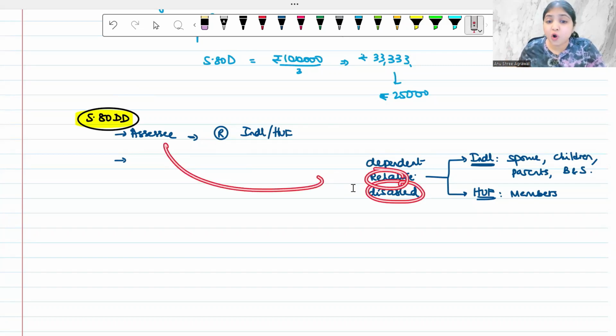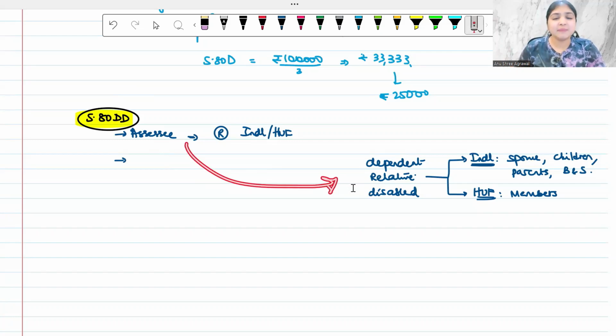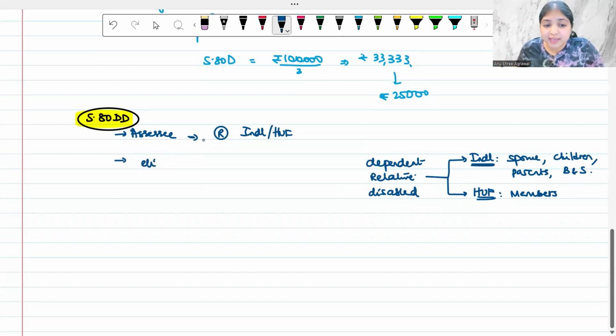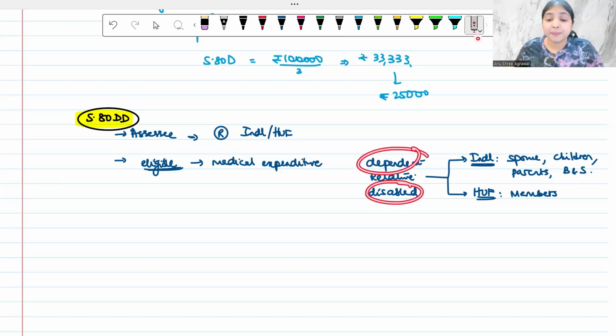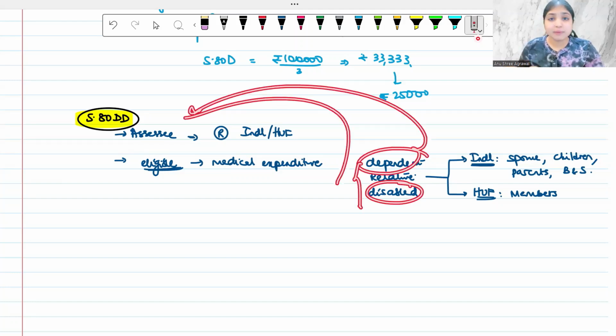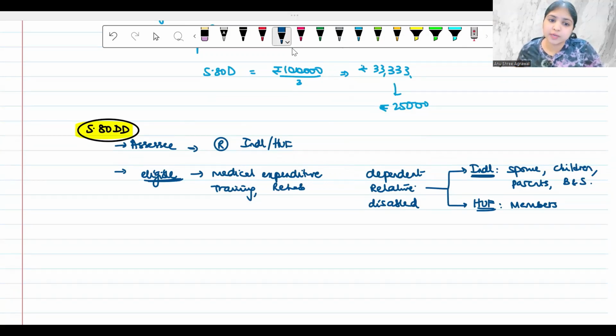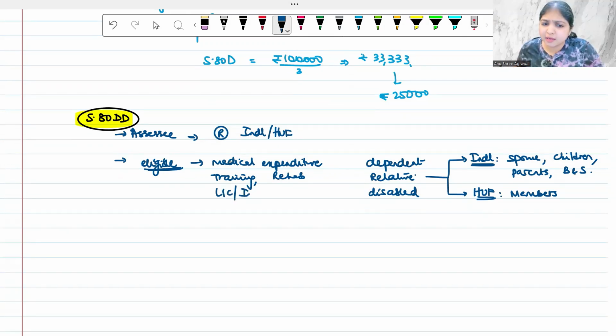Now, don't you think for this person's maintenance, assessee will be incurring a good number of expenses? What are the eligible payments over here? Assessee would be incurring medical expenditure for this dependent disabled, because first of all, he's a disabled relative and he's dependent on the assessee. So all his medical expenses will be borne by the assessee. Then assessee would also be incurring expenses towards training and rehabilitation of this dependent disabled. Then assessee might also make payment towards LIC or any other insurer for the maintenance of this dependent disabled.